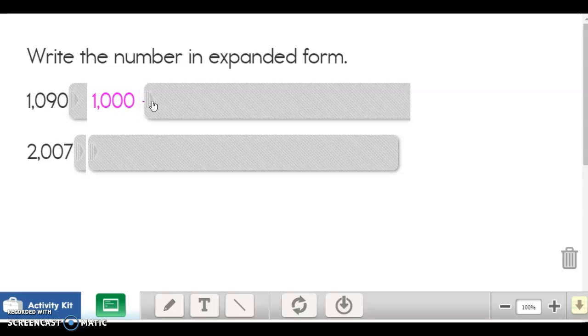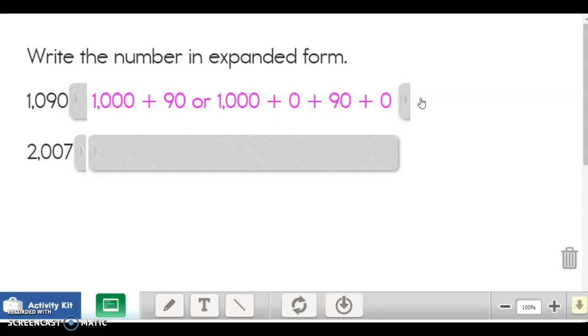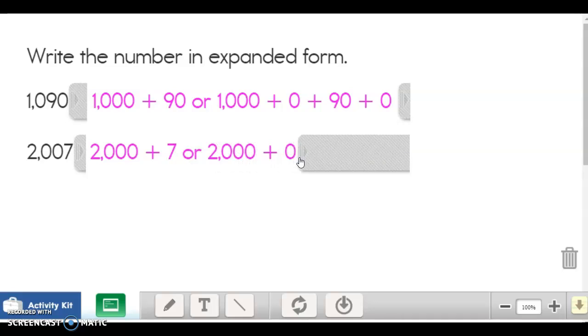1,000 plus 90. You could do it just like that because 0 is in the hundreds place and 0 is in the ones place. Or you could include them. You could say 1,000 plus 0 in the hundreds plus 90 in the tens and plus 0 in the ones. 2007, you can do it 2,000 plus 7. Or you could also say 2,000 plus 0 plus 0 plus 7. Both are good answers.